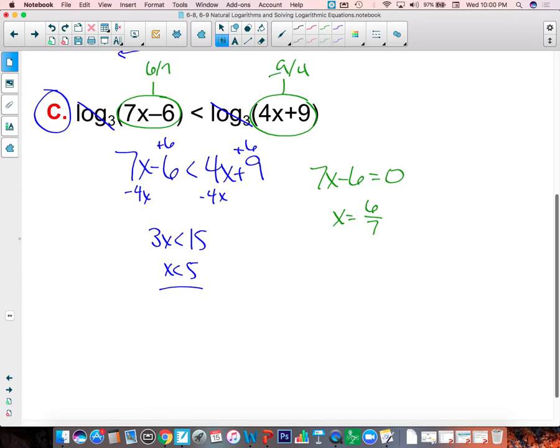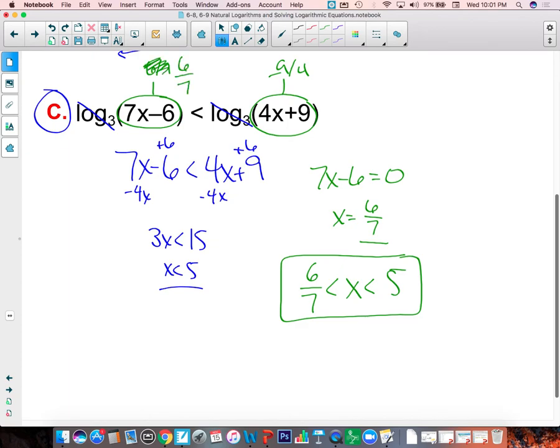So I know that I can't use the negative 9/4 because that's a negative number. So that means I'm going to have to look at the 6/7 here. So that's going to be my lower number. So my x is going to be greater than 6/7 but less than 5. Okay, so remember that 6/7 comes from the set of parentheses up here, just solving it like a factor.